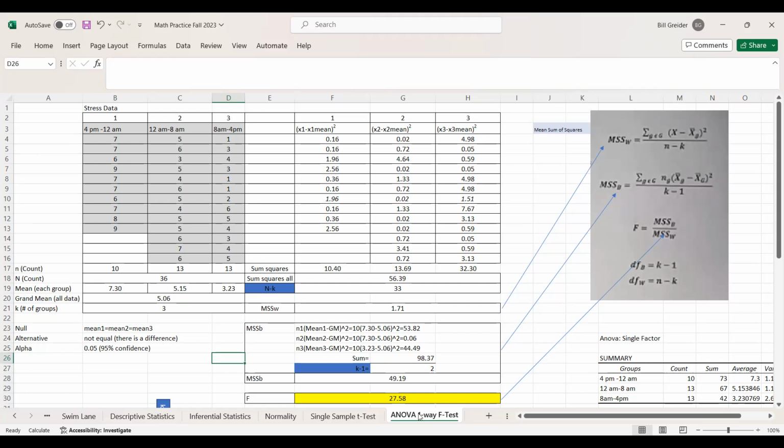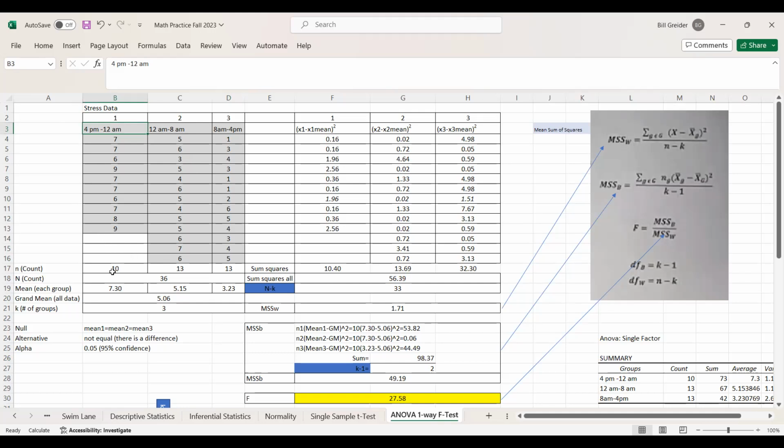And all the ANOVA F-test is going to talk about is more than 2 samples. So in this case, we're looking at stress levels for people that work in column 1 here, from 4 p.m. to 12 a.m. We want to compare the average stress levels of 3 shifts: second shift, third shift, and first shift. And these are arbitrarily measured.